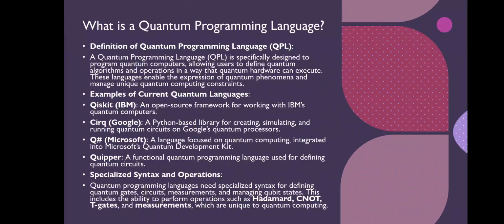Examples of current quantum computing languages are Qiskit from IBM, an open source framework for working with IBM's quantum computers. Cirq from Google, a Python based library for creating, simulating, and running quantum circuits on Google's quantum processors. Q# from Microsoft, a language focused on quantum computing integrated into Microsoft's Quantum Development Kit, QDK. Quipper, a functional quantum programming language used for defining quantum circuits.